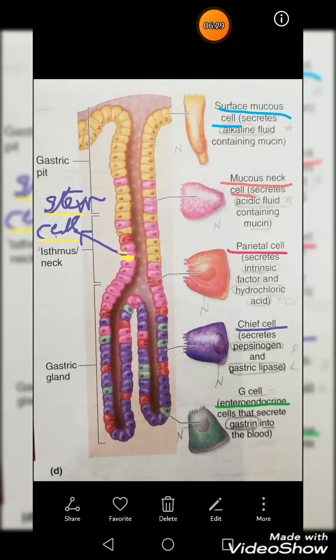Now we have to concentrate on the third variety, which is marked as a chief cell, and they are purple in color, shown here. And what is their lifespan? Their lifespan is 60 to 90 days, and you can see they are located in the deeper or fundic part of the gland. They are typically protein secreting cells with abundant rough endoplasmic reticulum.